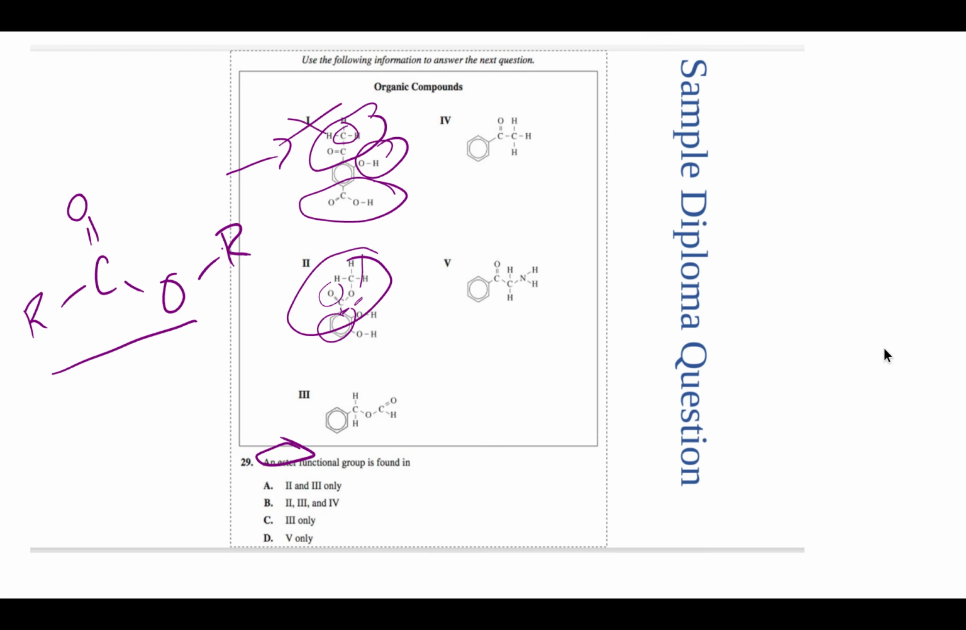Over here, we don't have one, right? We needed another oxygen before, and then this had to be carbon, so that's not going to work. And number 3, we're taking a look. We do see carbon double bonded to an oxygen, single bonded to a hydrogen, single bonded to another oxygen. So far looking good. And then we have another carbon chain. So it looks like our answer here is 2 and 3.